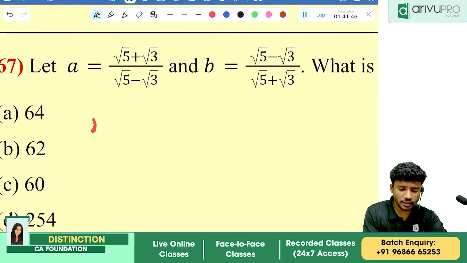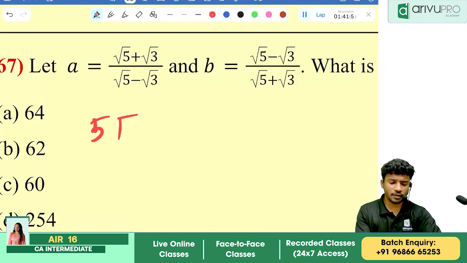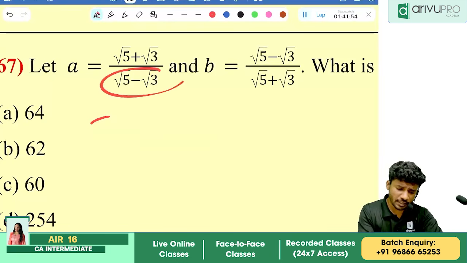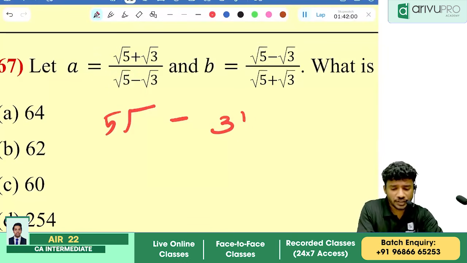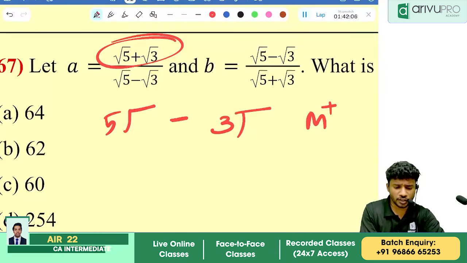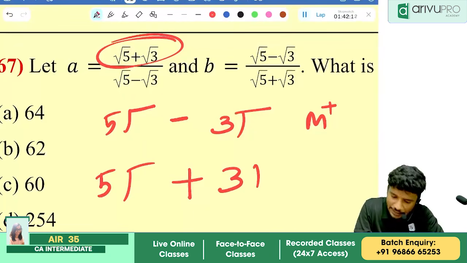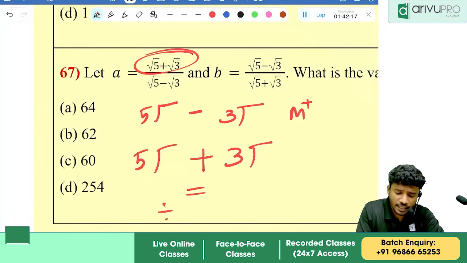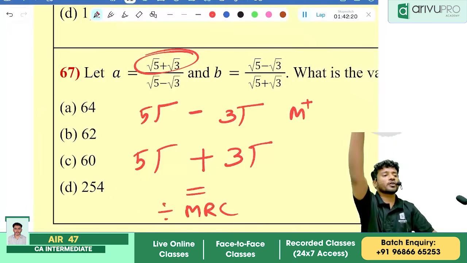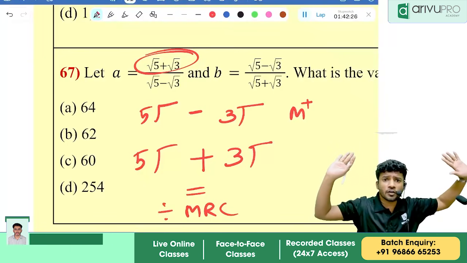First find the denominator, type 5, then click root, minus, type 3, then click root, then click what? M plus. Then find the numerator. What is the numerator? Type 5, then click root, then click plus sign, type 3, then click root. Then you will get some value, click equal to. You got some value in the numerator. Divide with what? MRC. How much did you get on the calculator? You should tell me. 7.8 something you got. Everyone got the same thing?